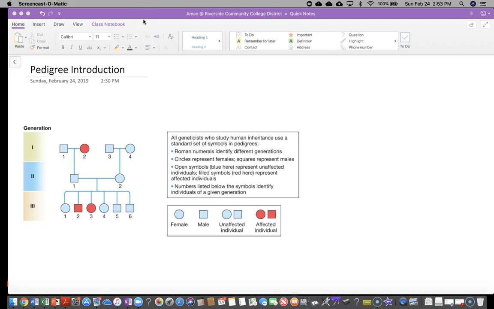So guys, today we're going to be talking about the introduction for this chapter, and this chapter is going to include pedigree analysis, and then we're going to talk about different chromosomes that are there in our cells, like autosomal chromosomes and sex-linked chromosome. And then we're going to talk about genetic disorders in our next video.